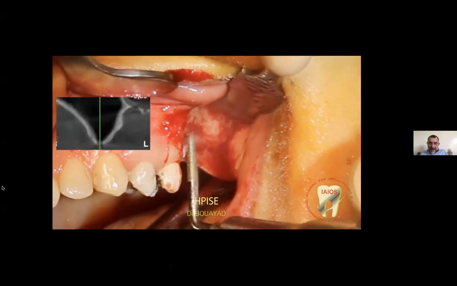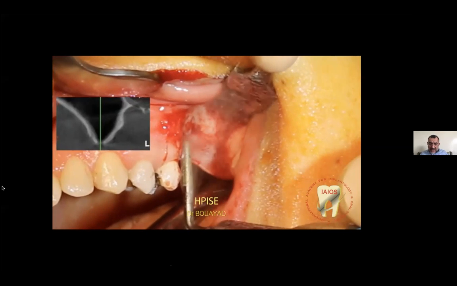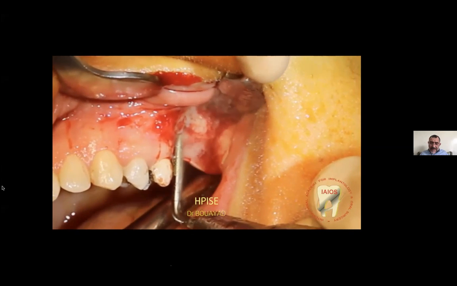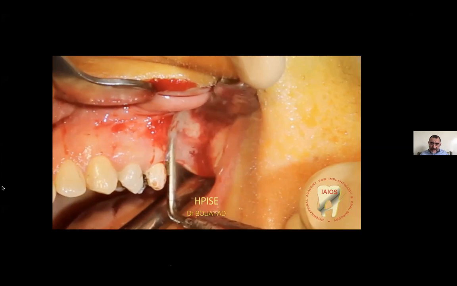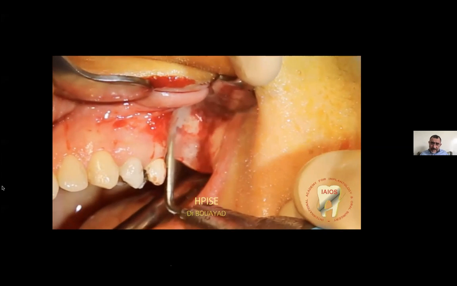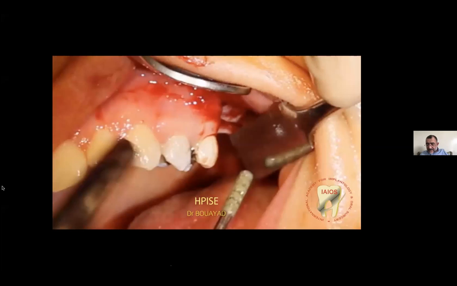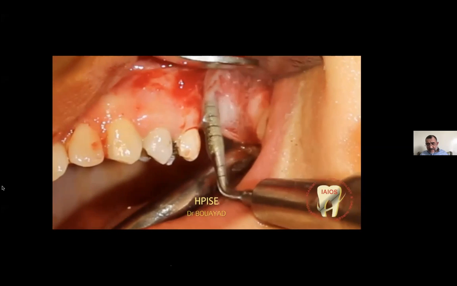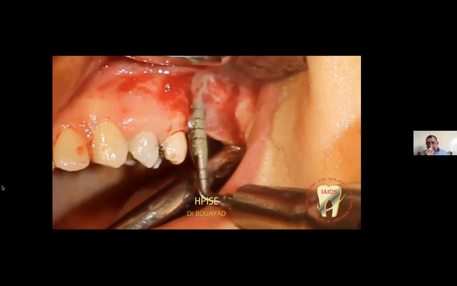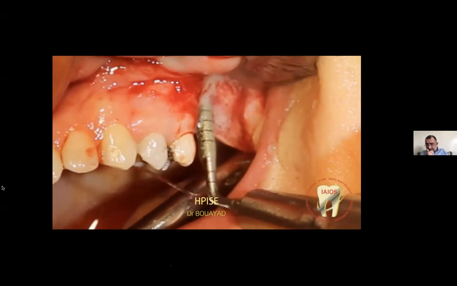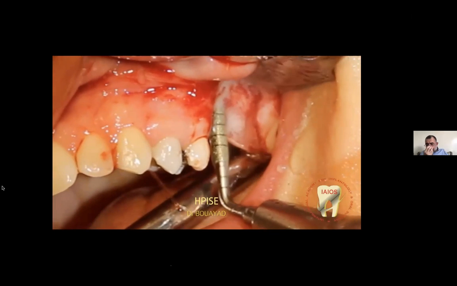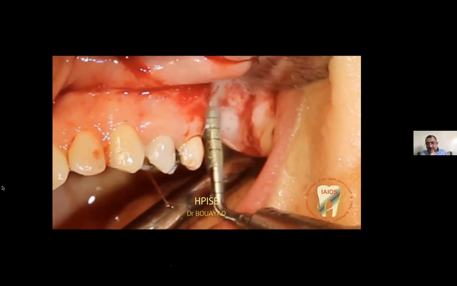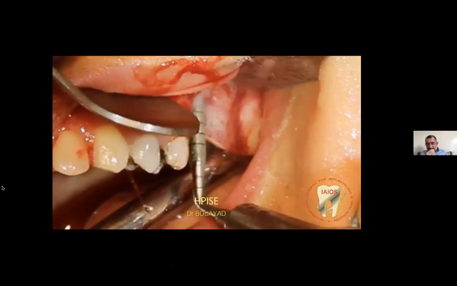You can see here the residual bone. You can keep on explaining how you are performing in this video and what you are doing, what all those instruments are, the piezo tips which you have to use. Just like in this, you're using a diamond tip.